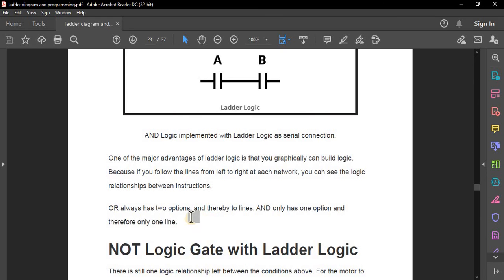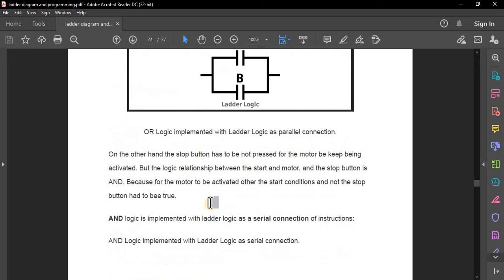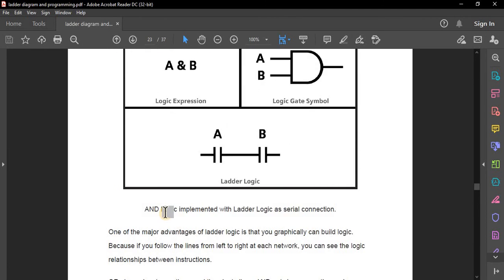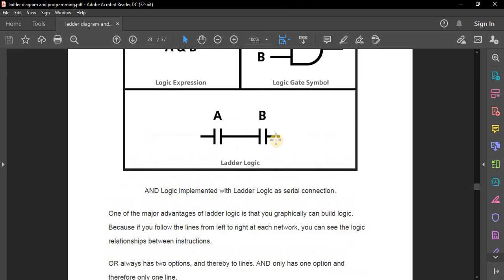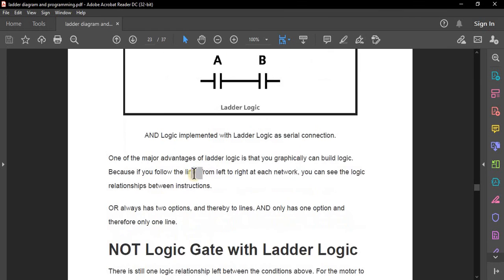OR always has two options, and thereby two lines. AND has only one option and therefore only one line, because this is what the logic represents.